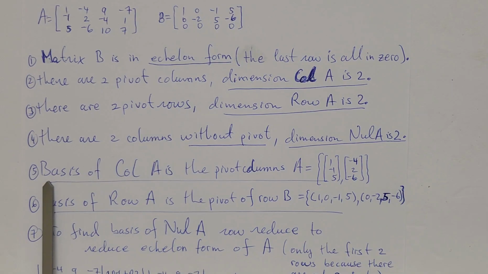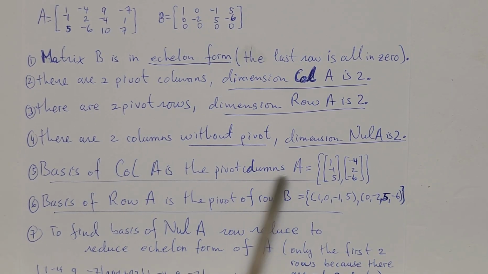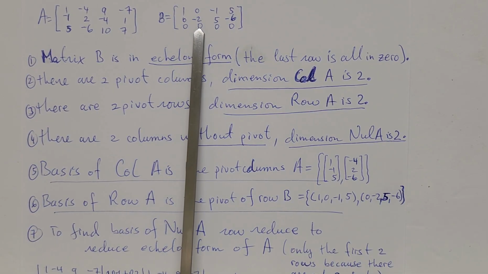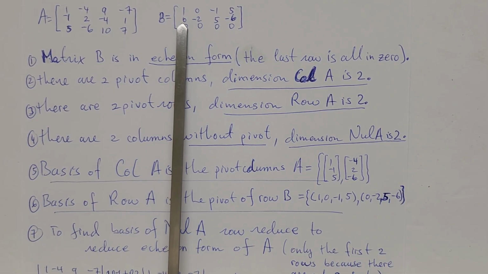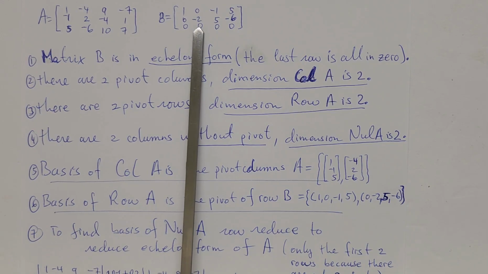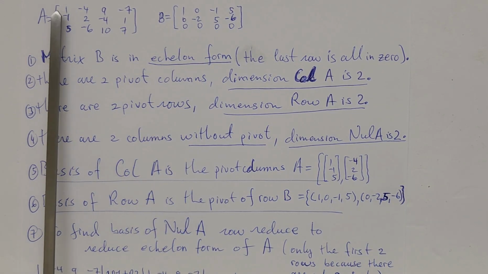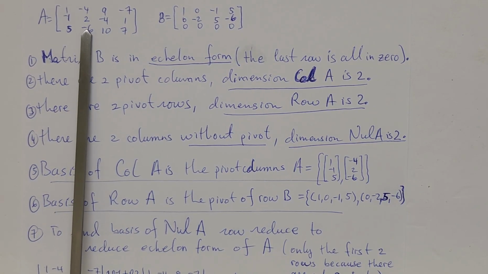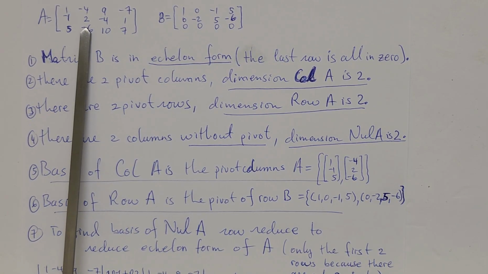5. The basis of column A is the pivot columns. Here's a pivot column, here's another pivot column. So the first column and the second column have a pivot. Therefore you will take the first and the second column of A to be the basis.